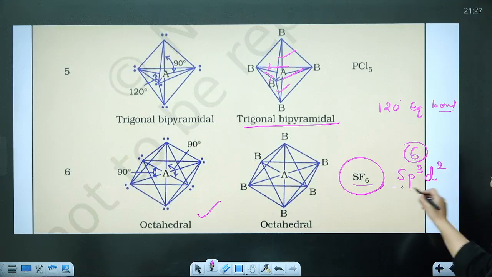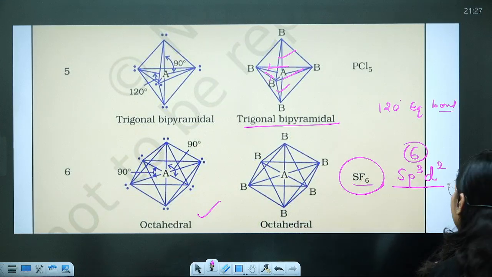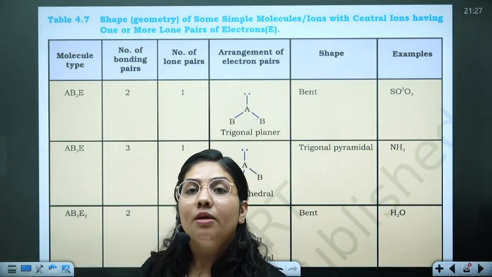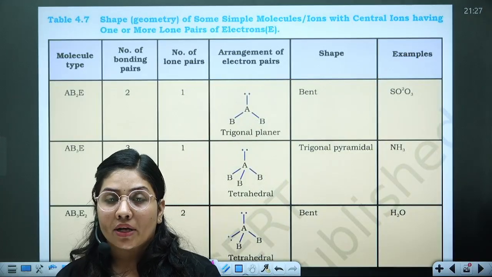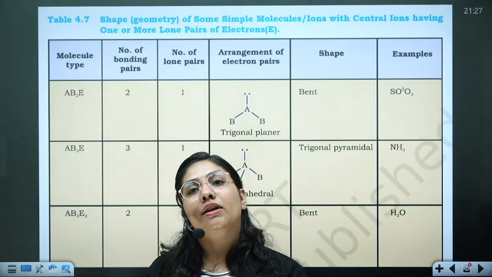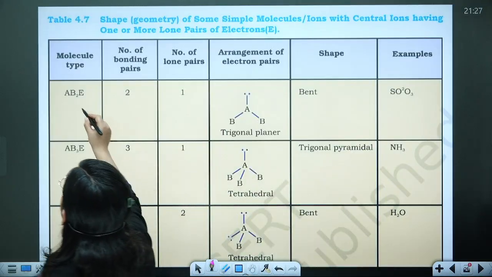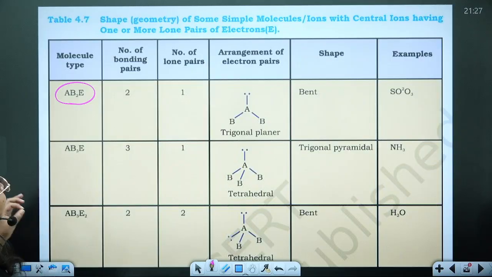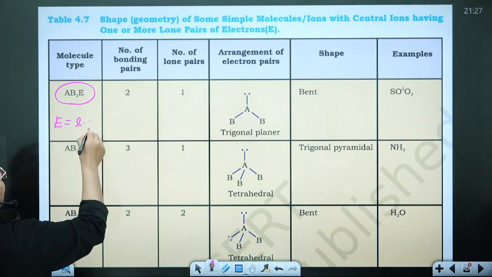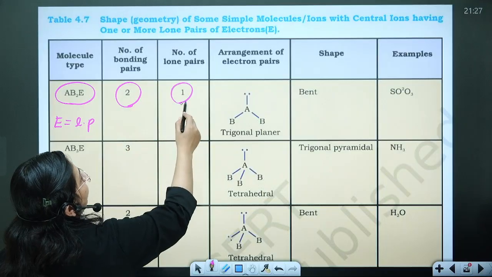6 number means this hybridization state. So here we have discussed the structures which have only bond pairs, not lone pairs. We will have a quick look at the structures which also have lone pairs on them. See here, the general formula AB2E is given. Here E means lone pair. Number of bond pairs 2, number of lone pairs 1.